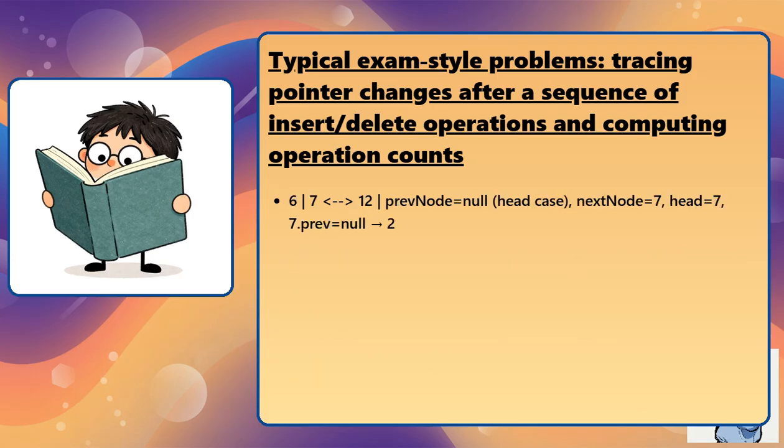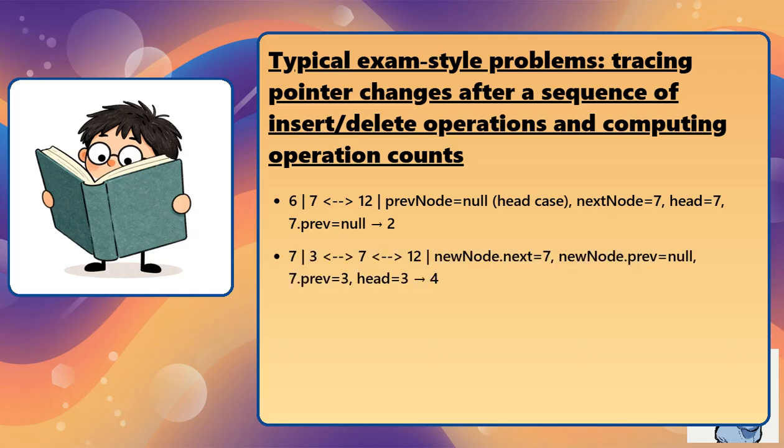Step 6, list is 7 linked to 12. Previous node = null, head case, next node = 7, head = 7, 7.previous = null: 2 assignments. Step 7, list is 3 linked to 7 linked to 12. New node.next = 7, new node.previous = null, 7.previous = 3, head = 3: 4 assignments.